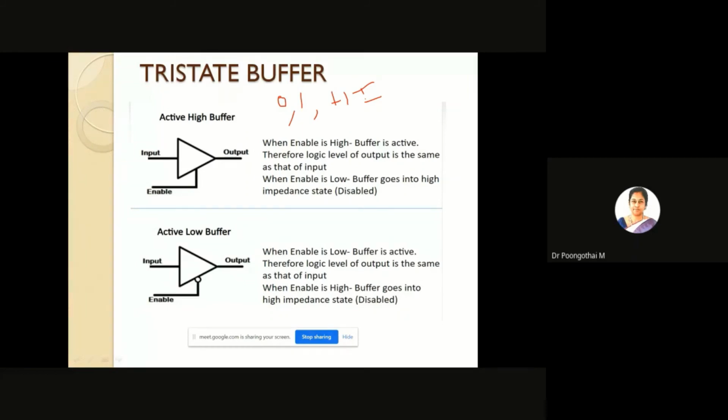So the high and low are normal logic levels, and this is different. High impedance is the difference. The high impedance means the electrical open circuit condition.